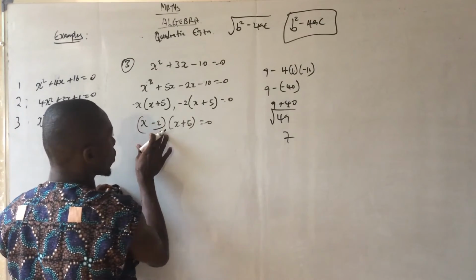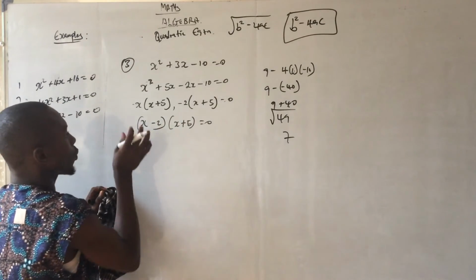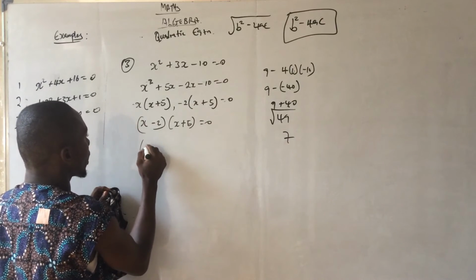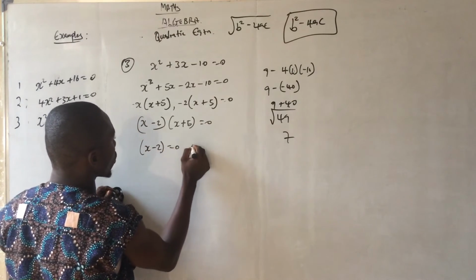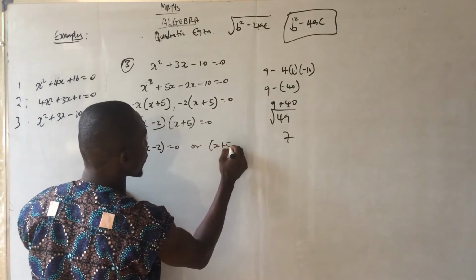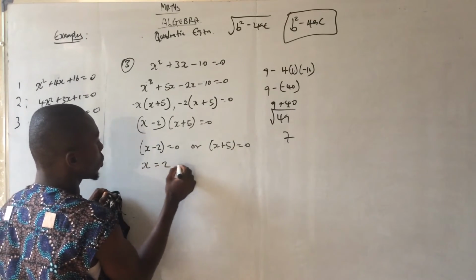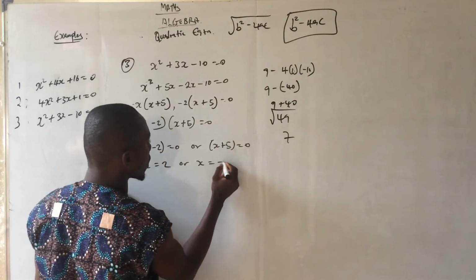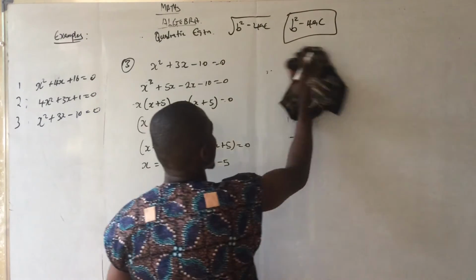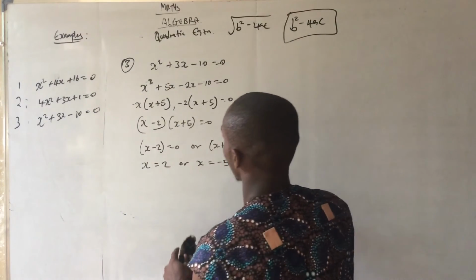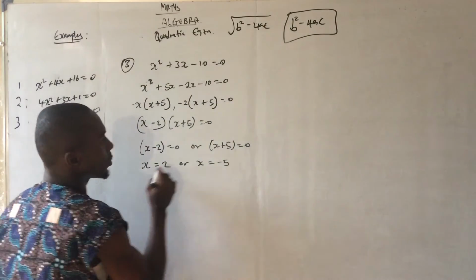So it means that this one can be equal to 0 or this one can be equal to 0. So now to make this one 0, x minus 2 is equal to 0 or x plus 5 is equal to 0. So I'll now say that x is equal to 2 or x is equal to negative 5. So having done this, let us solve it now using the formula method.